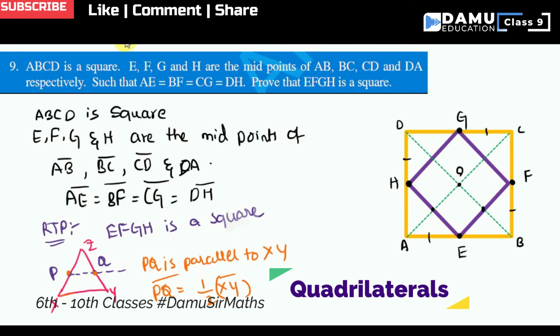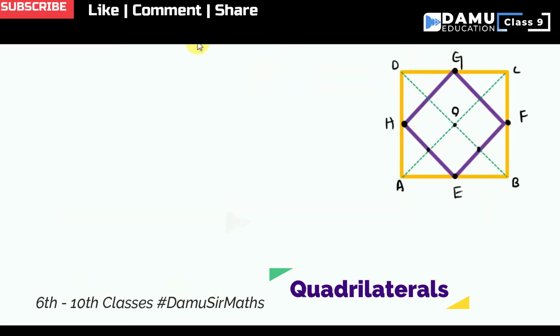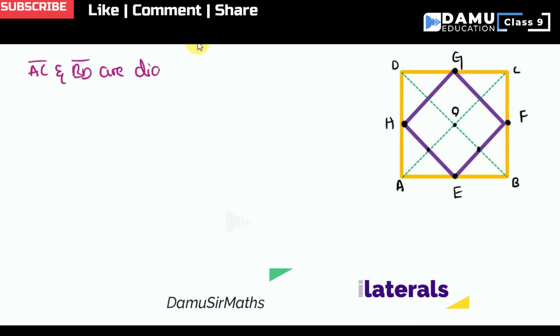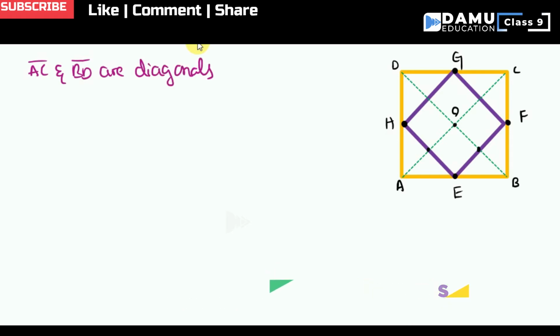Similarly here, let's consider EF. From EF we are going to start. AC and BD are diagonals of the square. Here let's consider E and F as midpoints. Let's consider this triangle. If you take triangle ACB, then from triangle ACB we can write that EF is parallel to AC, since it joins the midpoints.